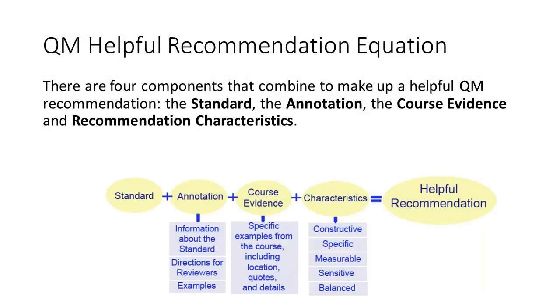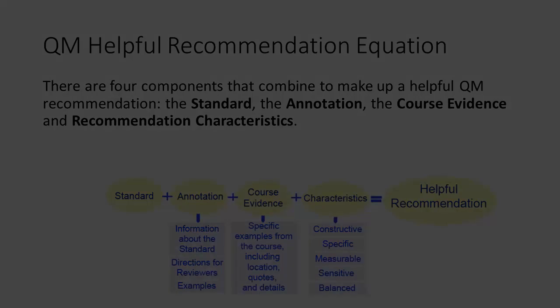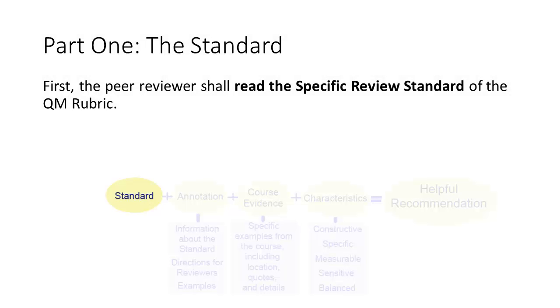A helpful Quality Matters recommendation can be viewed as an equation with four components: the specific review standard, the annotation for that particular standard, the course evidence gathered by a peer reviewer, and various recommendation characteristics. First, the peer reviewer shall read the specific review standard.